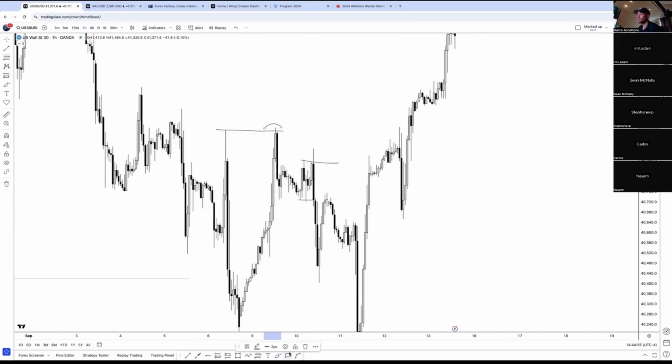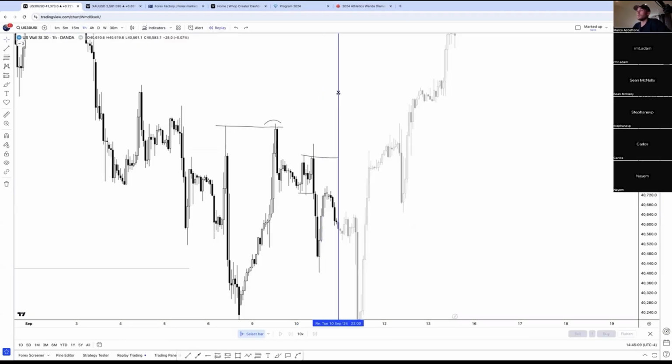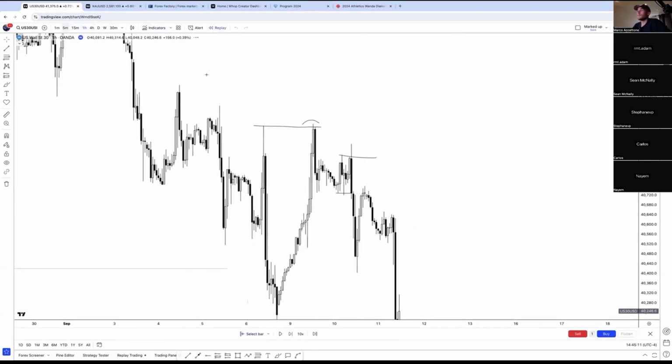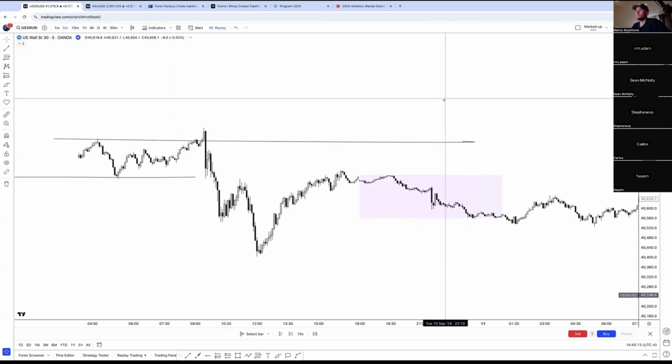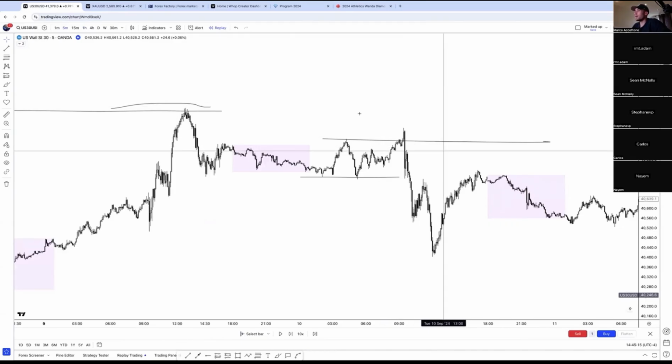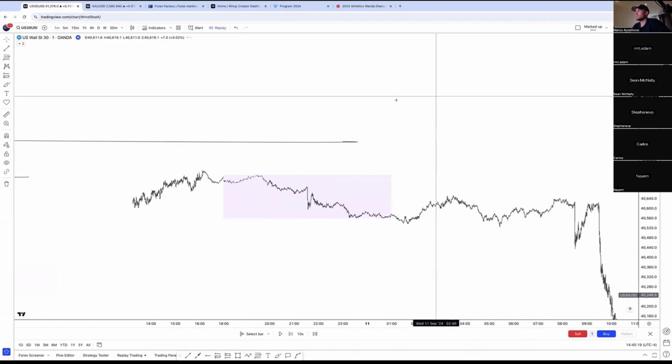Boom. So you could take entries right here. Unfortunately, stop needs to go above here, so it's quite big. Or you wait for a lower time frame entry in this wick. So honestly, let's just go check it out. What time was this at? 9 o'clock on Tuesday. So I believe that was probably stock open. See if there's a lower time frame entry. No entry on the lower time frames.